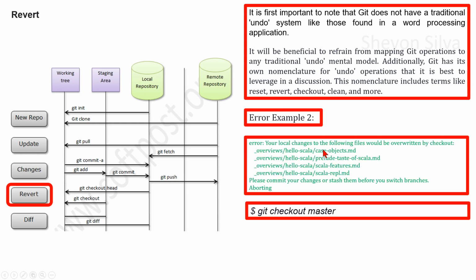As an error example, we can consider this error: your local changes to the following files would be overwritten by checkout. These are the files, and please commit your changes or stash them before you switch branches, aborting. This error occurred in git checkout master.